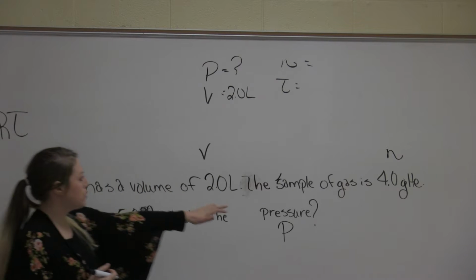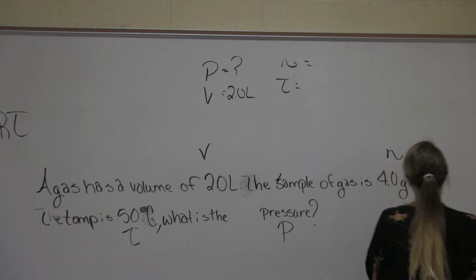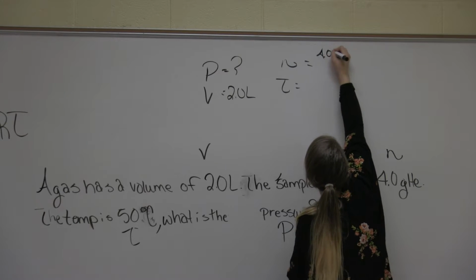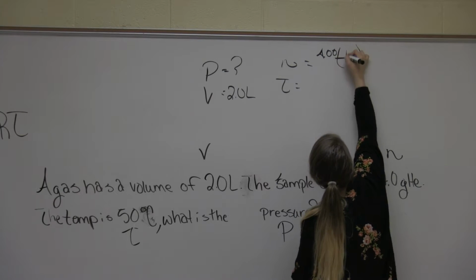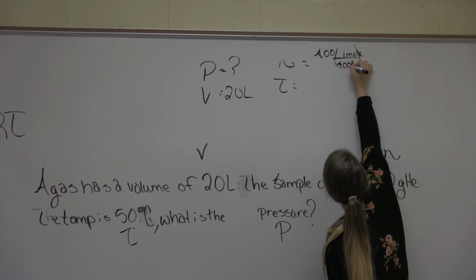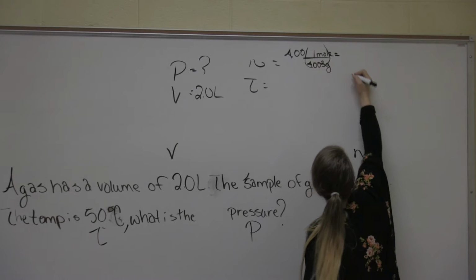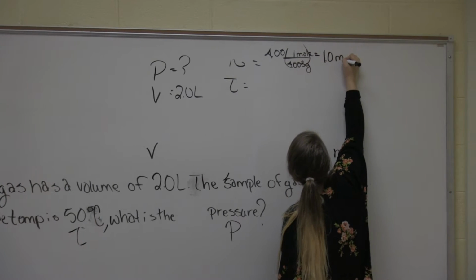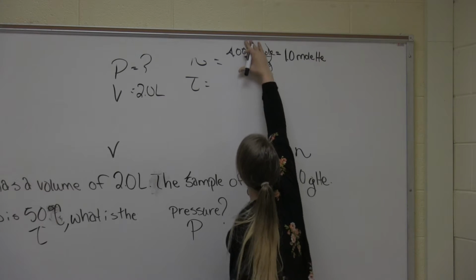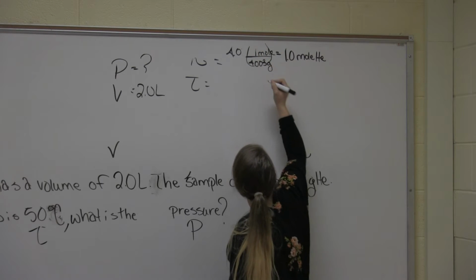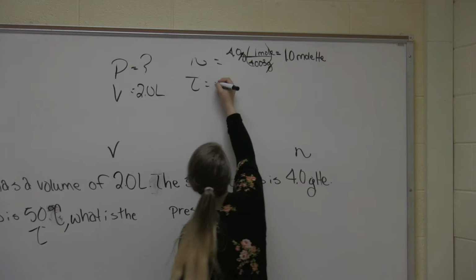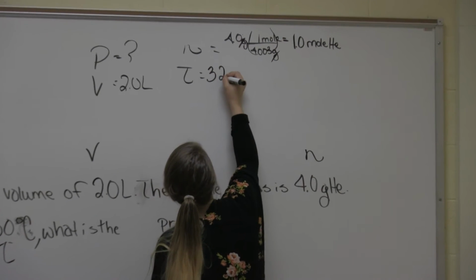Okay, the sample is 4 grams, but this is in grams, so we have to convert this to moles. So to get this into moles, we're just going to divide by the mass on the periodic table. And this is going to give us 1 mole. This should have just been 2 sig figs. Okay, and our temperature was 50 degrees Celsius, so this is going to give us 323 Kelvin.